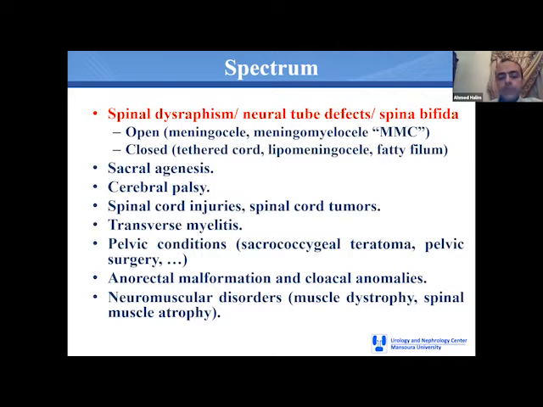We see the open defect, whether it's myelomeningocele, which is the most common, or closed defects like thick filum terminale or lipomyelomeningocele, and so on. Other pathologies like sacral agenesis, cerebral palsy, spinal cord injuries, and transverse myelitis can also present with neurogenic bladder dysfunction, and also pelvic conditions, anorectal malformation, and cloacal anomalies can have associated neurogenic voiding dysfunction, even neuromuscular disorders like muscular dystrophy and muscular atrophy. Most of my talk will focus on the spina bifida or spinal dysraphism group.